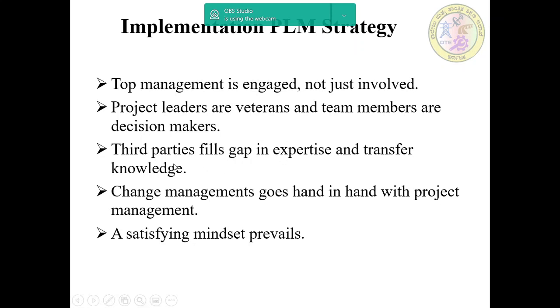Next, we will go for third parties fill gap in expertise and transfer knowledge. Here, the organization who wants to implement PLM would not have veterans or expert persons in the field of PLM. Therefore, seeking the expertise of a third party will definitely fill the missing gap, thereby improving efficiency and reducing the mistakes. Most of the mistakes take place during development and implementation stages of PLM project.